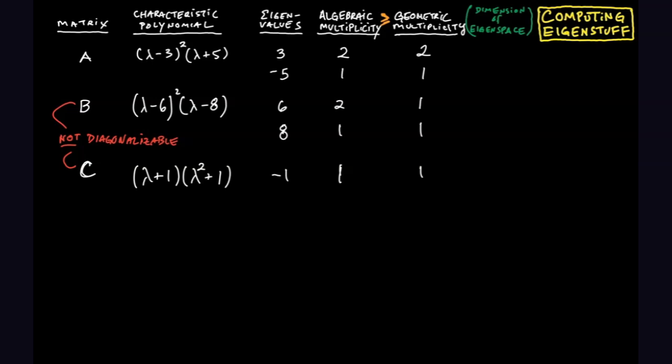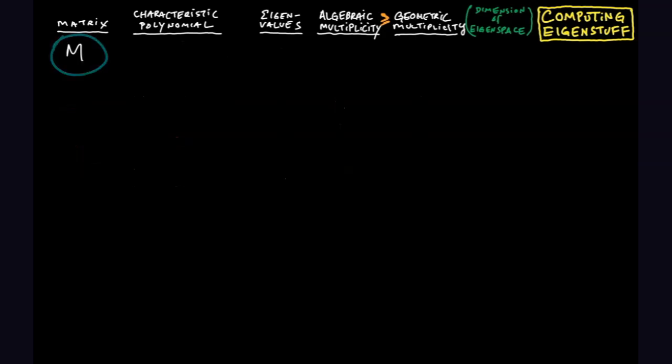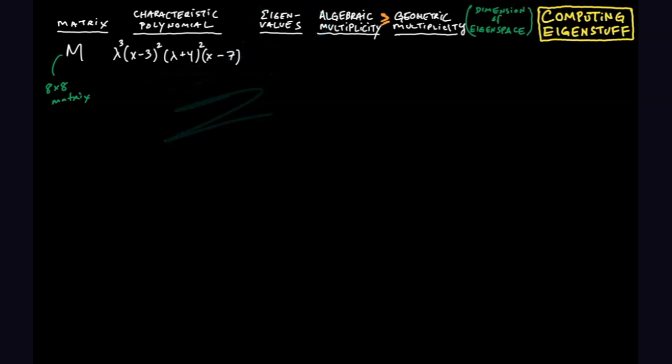Maybe as one last example, let's consider matrix M. Let's say it's an 8 by 8 matrix, and let's say its characteristic polynomial is this. Well, we can read off all the eigenvalues very easily. Those would be 0, 3, -4, and 7. And of course, we can see their algebraic multiplicities, which are 3, 2, 2, and 1, respectively. And for the sake of argument, let's just suppose that the geometric multiplicities of these eigenvalues are 3, 2, 1, and 1. So my question to you is: is this matrix M diagonalizable?